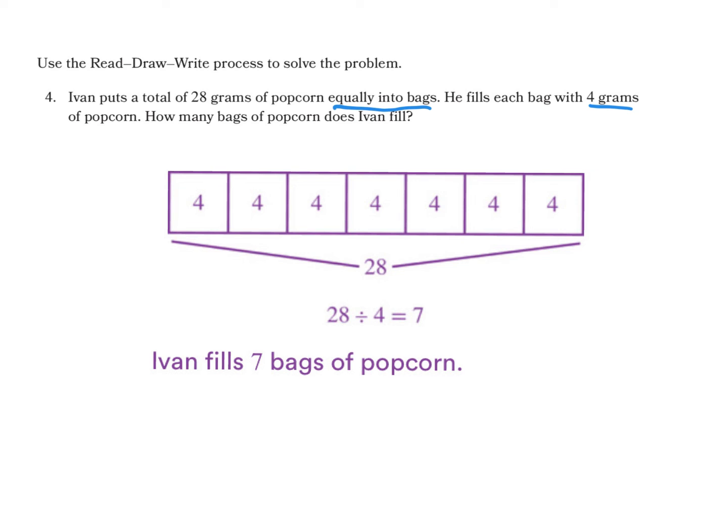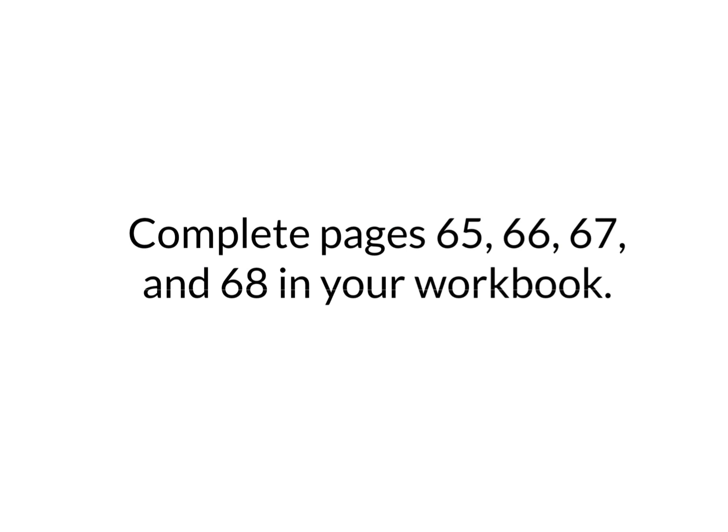All right, so you can see that each bag has 4 grams of popcorn. You keep on adding 4 until you make a total of 28. So if we were to count by 4s, you would see that 28 divided by 4 equals 7. So if we write our sentence, Ivan fills 7 bags of popcorn. Go ahead and complete pages 65, 66, 67, and 68 in your workbook.